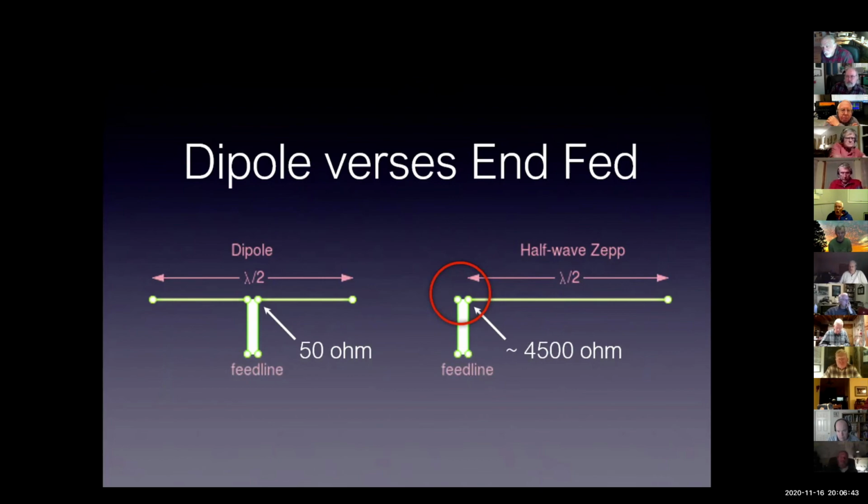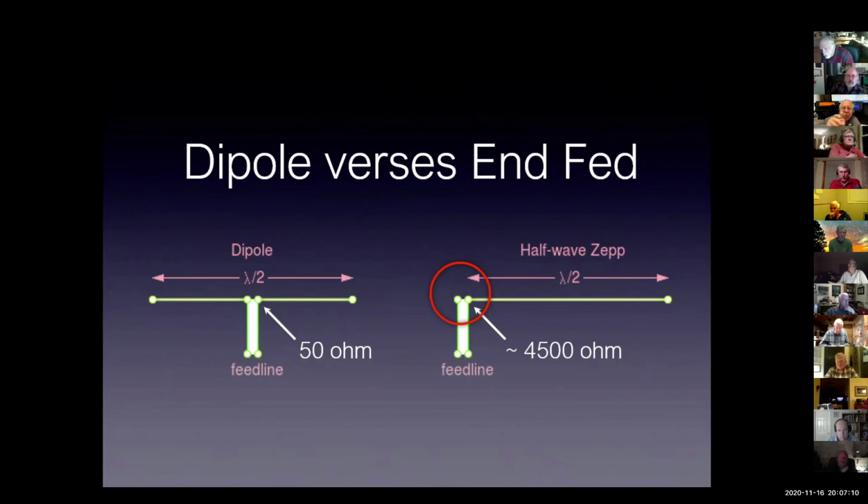But something changes if you want to make a half wave antenna, and that is the impedance becomes very high, somewhere around 4,500 ohms. And to feed that, there's ways you can do that.